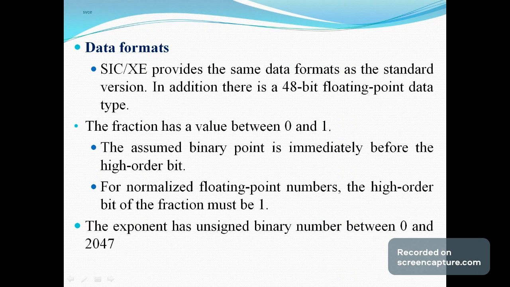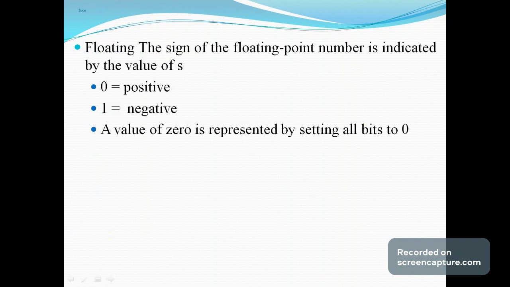Data formats: SIC provides the same data formats as the standard version. In addition, there is a 48-bit floating point data type. The fraction has a value between 0 and 1. The assumed binary point is immediately before the high order bit. For normalized floating point numbers, the high order bit of the fraction must be 1. The exponent is an unsigned binary number between 0 and 2047. The sign of the floating point number is indicated by the value of S: 0 is for positive, 1 is for negative. A value of 0 is represented by setting all bits to 0.